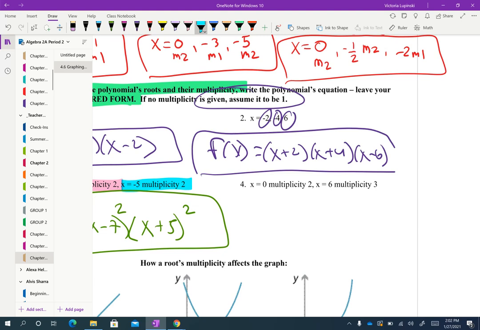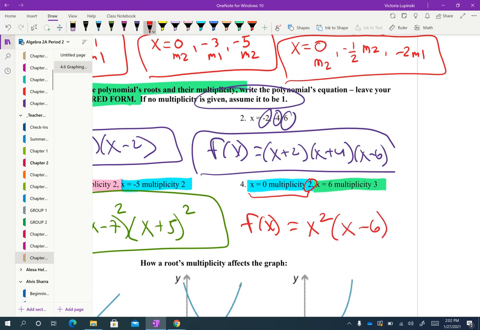Over here for number 4, you have 0 with multiplicity of 2, followed by a 6 with multiplicity of 3. So again, I'll call this one f of x, just to switch things up. If you get a value of 0, that means you have to have an x. If there's a multiplicity of 2, you've got to square it. In order for you to have an answer of 6, you'd have to have x minus 6. In order for it to have a multiplicity of 3, you would have to cube it.